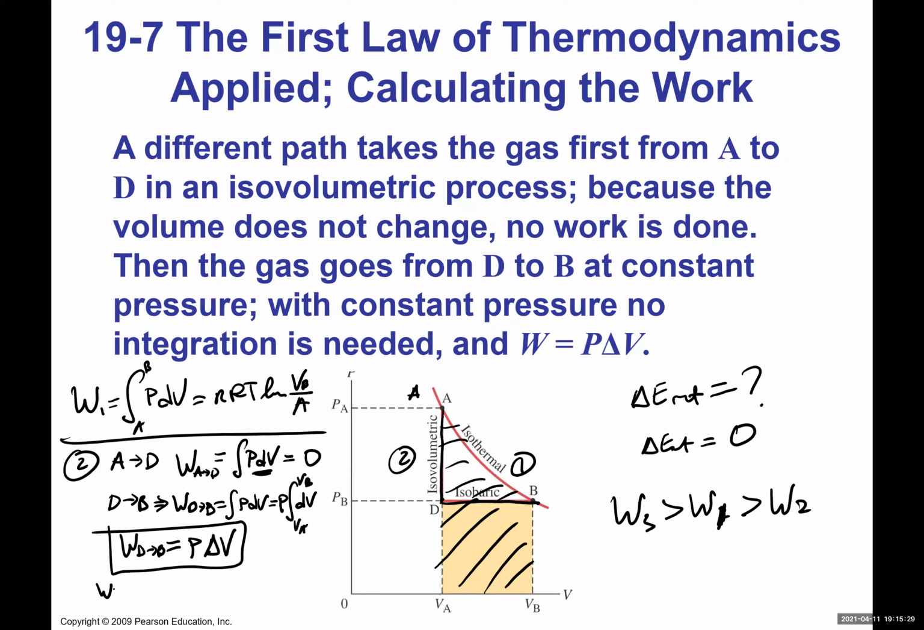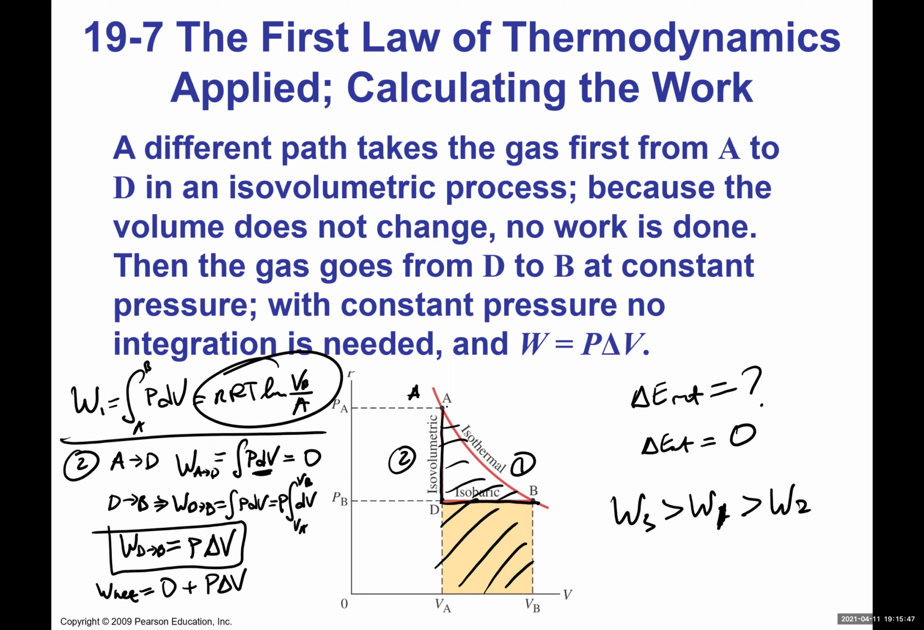That means that net work is equal to the work done from A to D, which is zero, plus work done from D to B, which is just P times delta V. You can see how much simpler it is to calculate the equations for path two compared to path one.